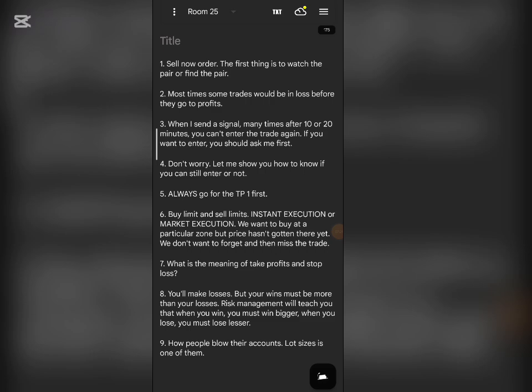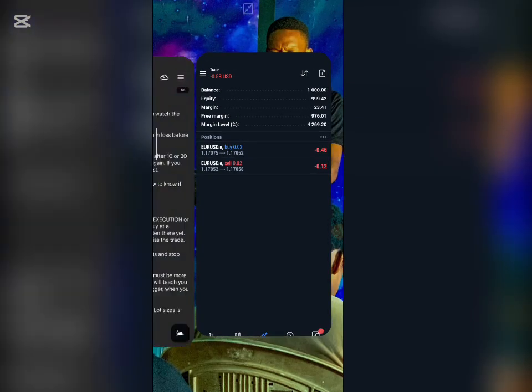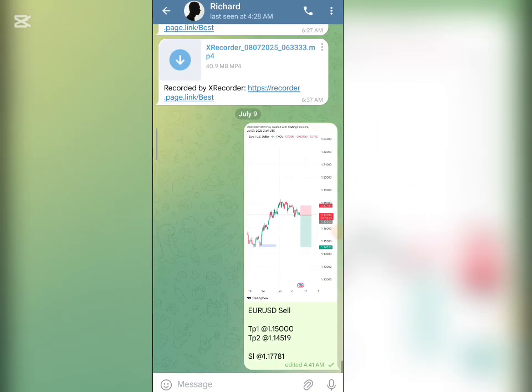Let me see if I'm not forgetting anything, because I wrote it down. So I've told you that most times trades will be in losses before they go to profits. Now, number three: when I give you trades to enter, you have a time range of entering the trade in the first 10 or 20 minutes, maximum 20 minutes. Once it's past 20 minutes after I sent the signal, you cannot enter the trade. If you still want to enter the trade, you have to ask me first.